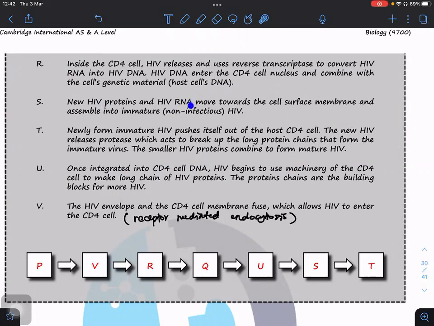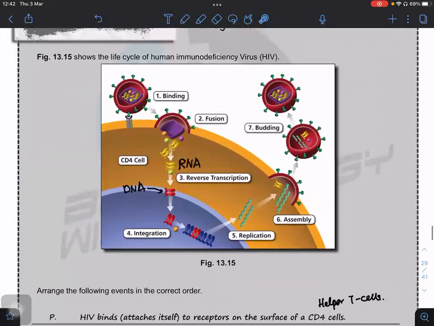So new HIV protein and HIV RNA move towards the cell's surface membrane, forming immature, non-infectious HIV, until the newly formed immature HIV pushes itself out of the host CD4 cell. Then this HIV will release protease, which acts to break up the long protein chains that form the immature virus. The smaller HIV proteins combine to form mature HIV. So again, it's very simple, guys. What I say is: first you bind, release, reverse transcription, integration, replication, assembly, release. That's all.